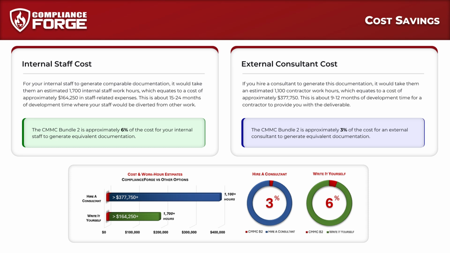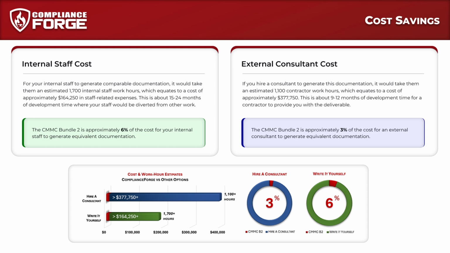For your internal staff to generate comparable documentation, it would take them an estimated 1,700 internal staff work hours, which equates to a cost of approximately $164,250 in staff-related expenses. That is about 15 to 24 months of development time, where your staff would be diverted from other work. If you hire a consultant to generate this documentation, it would take them an estimated 1,100 contractor work hours, which equates to a cost of approximately $377,750. That is about 9 to 12 months of development time for a contractor to provide you with the deliverable.